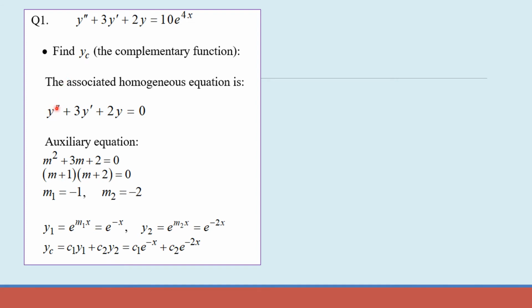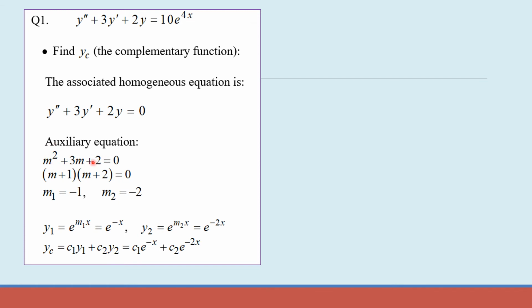We need to write down the associated homogeneous equation. In other words, the g(x) for this equation needs to be replaced by 0. So the equation now becomes y double prime plus 3y prime plus 2y equals 0. How to solve this equation? We have already learned this in chapter 4.3. We start by forming the auxiliary equation, which is m squared plus 3m plus 2 equals 0.